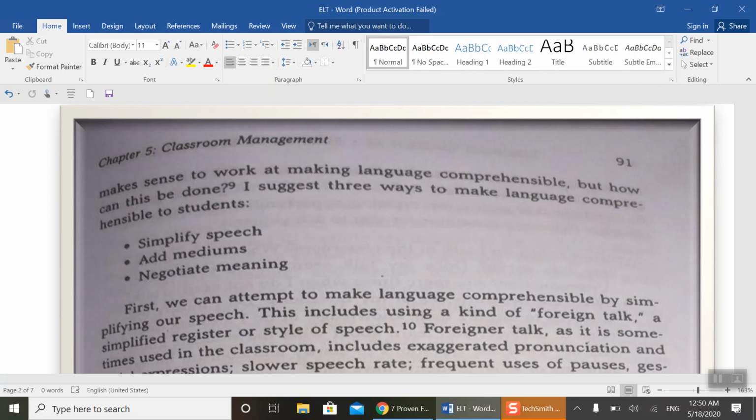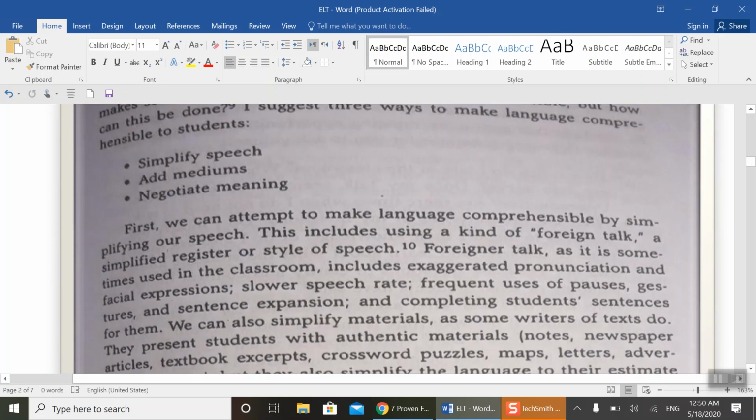So, what is your job as a teacher? Your job is to make language comprehensible. How to make language comprehensible? Here we have three points. You should take them into consideration when you want to simplify or make your language comprehensible, or make your students understand you.